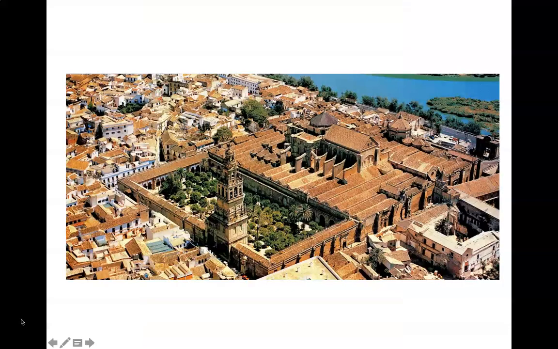All right, now we're looking at the Great Mosque in Cordoba, Spain.